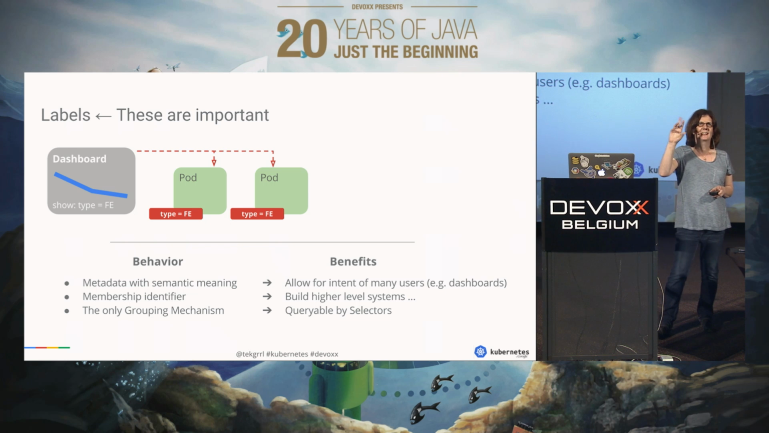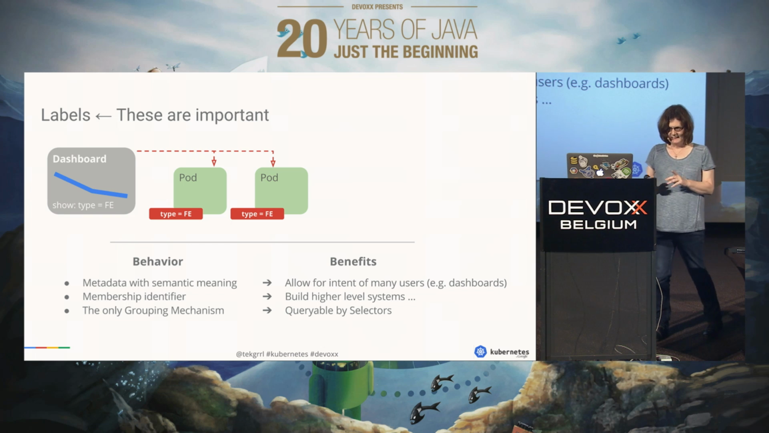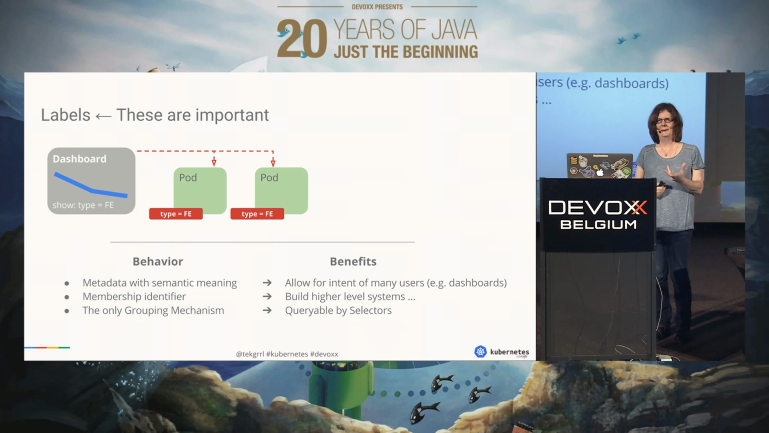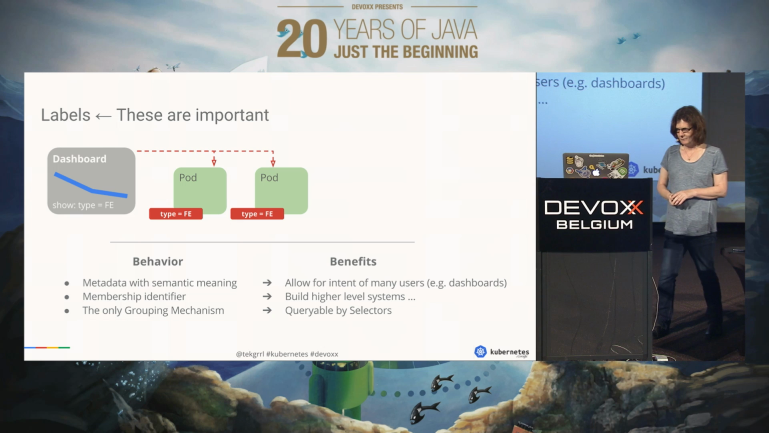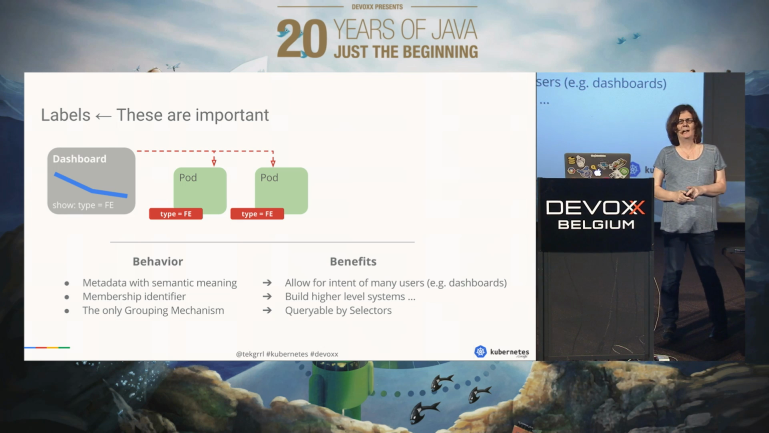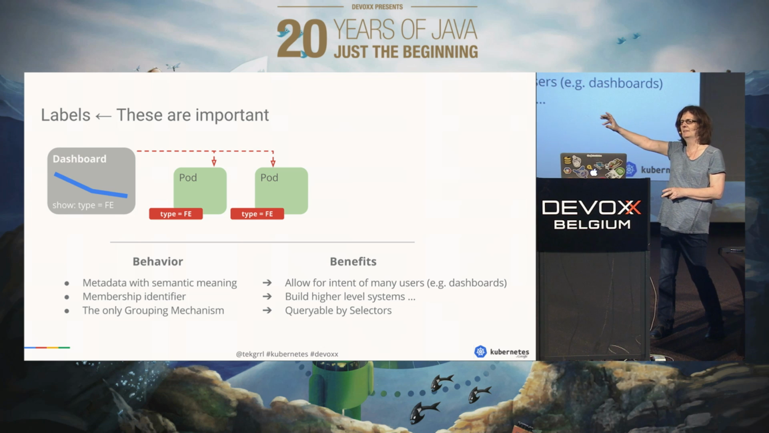So a label is a key value pair, and it has no semantic meaning to Kubernetes. There are some system labels, but really this has no semantic meaning to Kubernetes. But it probably does to you. It probably means something to you. So when you say type equals FE, you know this is a front-end pod. And we can effectively select on those pods using the API. We can say to the API, hey, API, give me all of the pods with label type equals FE. And it will give them back to you.